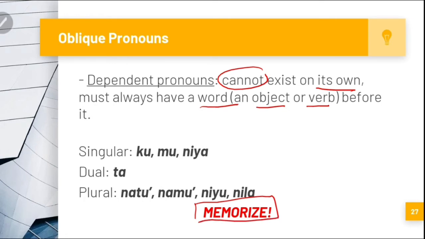First, the singular forms, we have ku, mu, niya. The dual form, we have ta. The plural forms, we have natu, namu, niyo, and nila. Ku, mu, niya, ta, natu, namu, niyo, and nila.